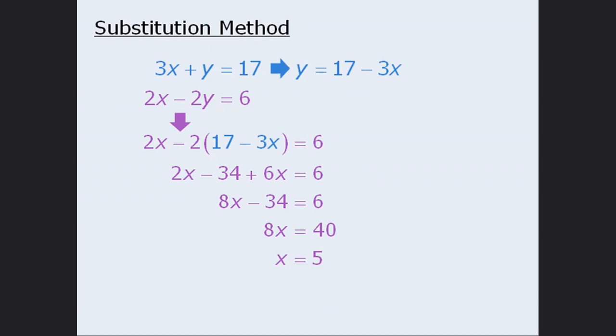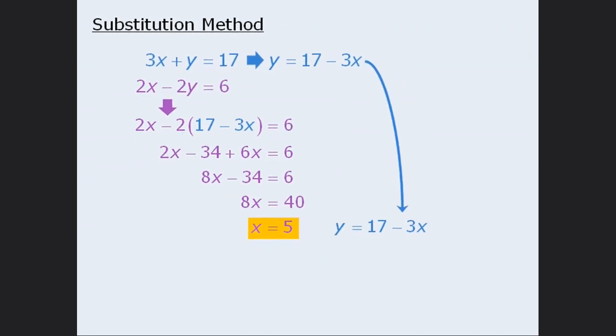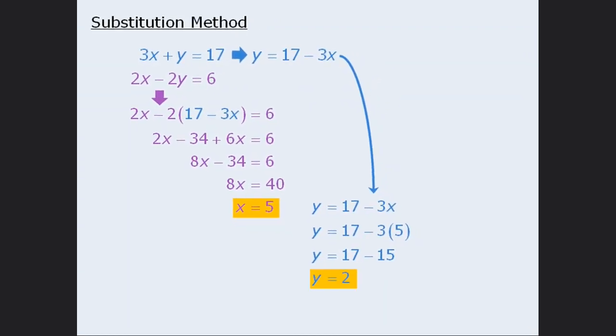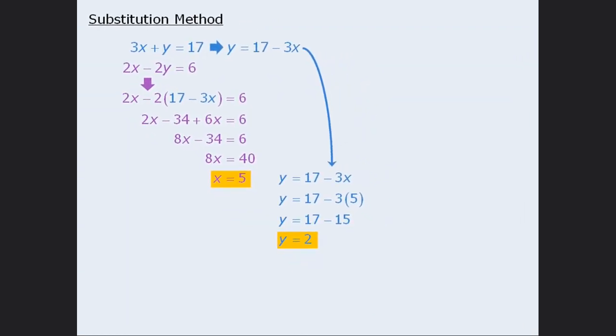Now that we know that x equals 5, we need to find the corresponding value of y. To do this, we can take any of the above equations and plug in 5 for x. So let's take this equation here and replace x with 5. When we evaluate this, we see that y is equal to 2. So the solution to this system is x equals 5 and y equals 2.